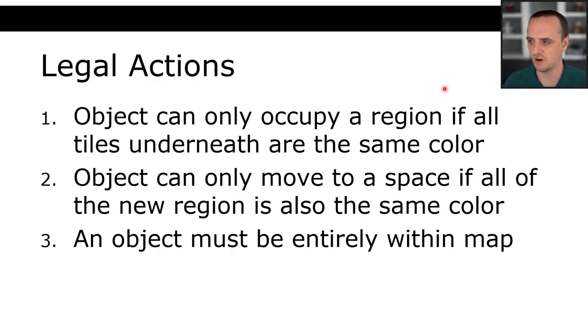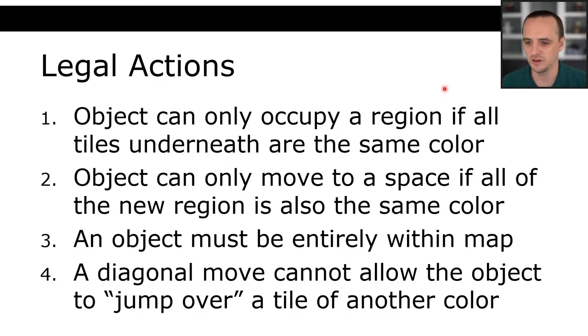An object must be entirely within the map. That means if your object is of size 3, you can't be all the way over to the side of the map, because then it would be overlapping the edge of the map. And the last and most annoying one is that a diagonal move cannot allow the object to jump over a tile of another color. I'll explain what that is. I'll give illustrated examples of all of these now, so you know exactly what I'm talking about.